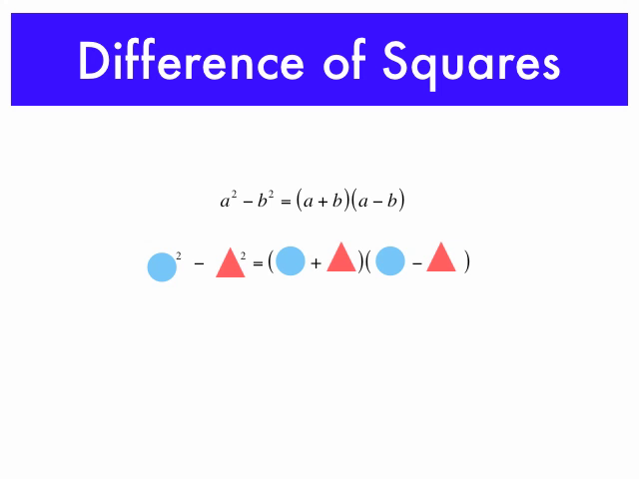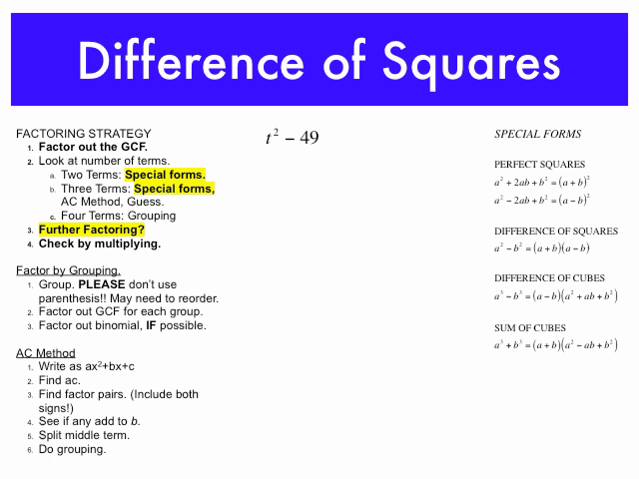Next thing we'll do is difference of squares. So here's the formula we'll use. a squared minus b squared is a plus b times a minus b. And again, there is the depiction in shapes. So here's an example. If we had t squared minus 49.